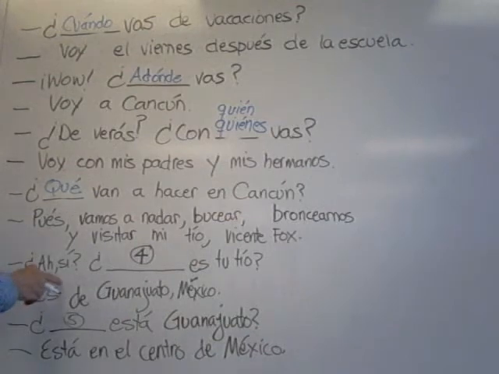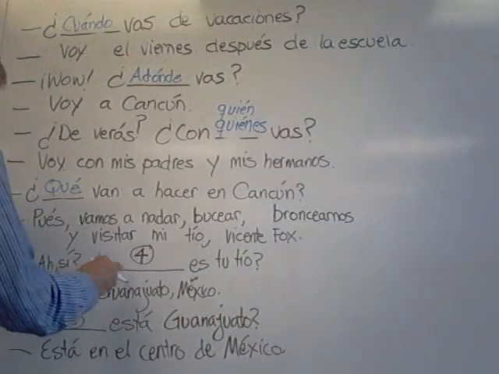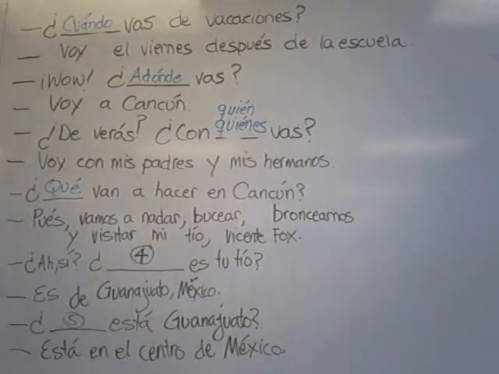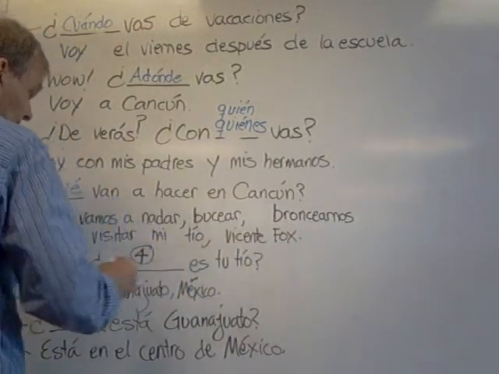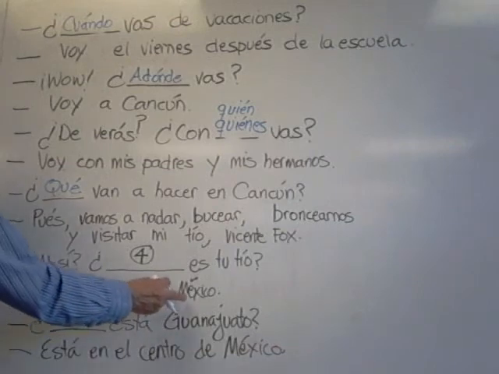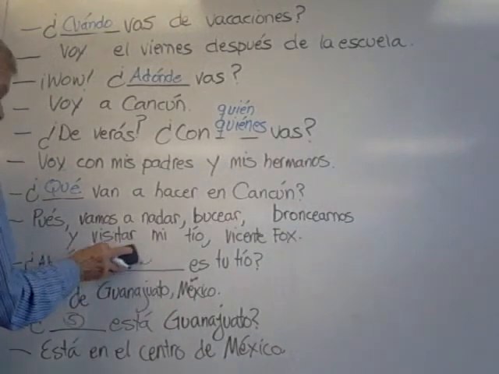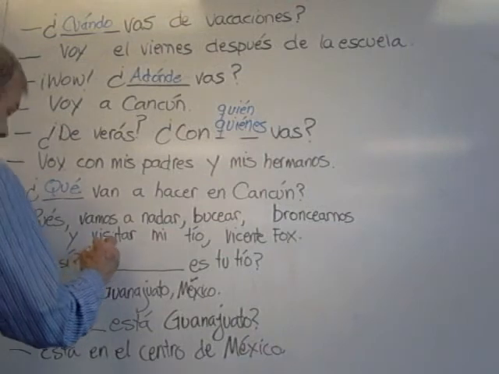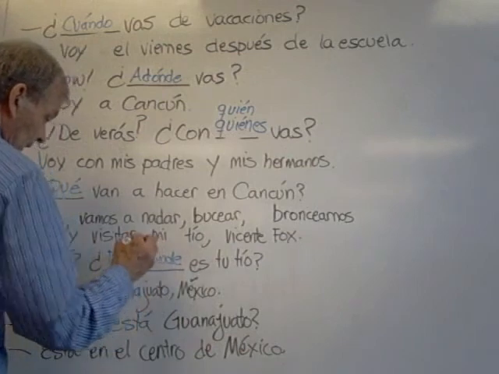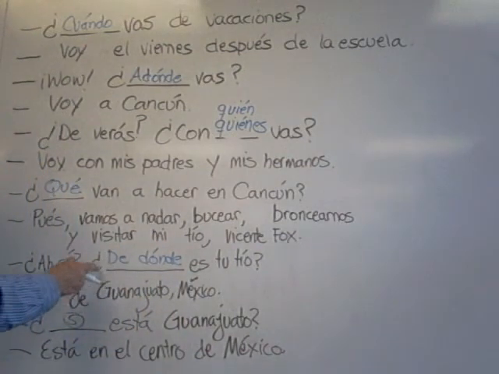Then he says, oh really, ¿así es tu tío? He could be asking, who is your tío? That would be, ¿quién es tu tío? But we already know that, that's Vicente Fox. Let's see what his answer is. Es de Guanajuato, Mexico. He's from Guanajuato, Mexico. Oh, so he's asking, where is he from? That would be, ¿de dónde? ¿De dónde es tu tío? You can tell because there's a de in both of the question and the answer.